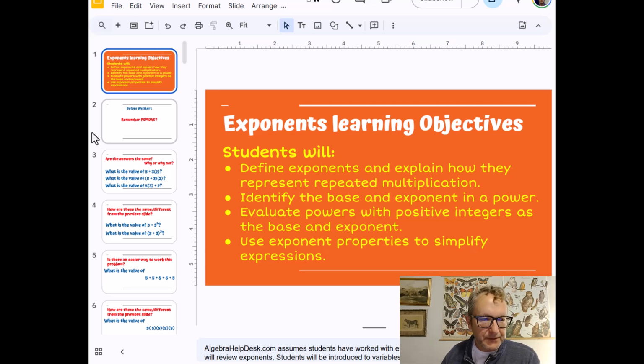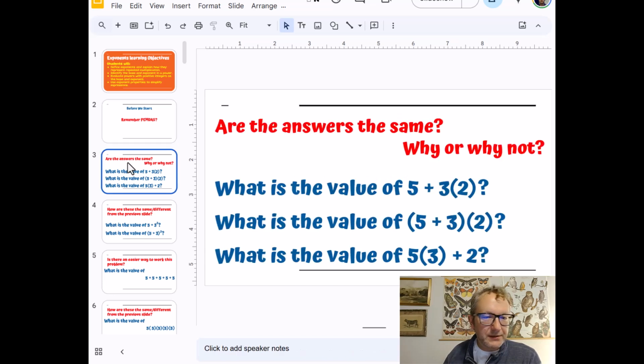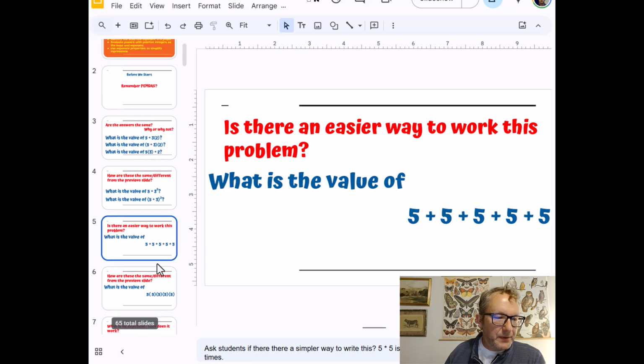So we start off with our learning objectives. We're going to review back to PEMDAS. We're going to give them a couple of questions here. Are the answers the same? Why or why not? So we're building off and reminding kids about PEMDAS.